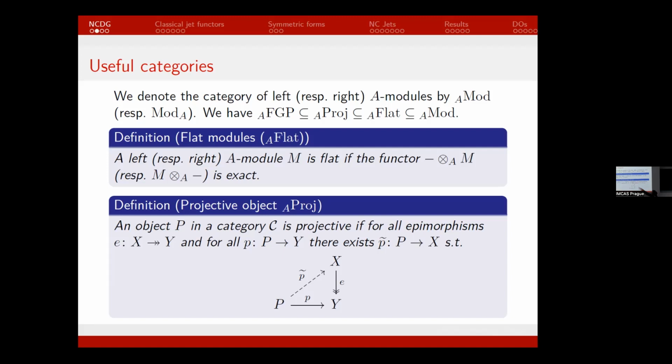In fact, we can see that finitely generated projective modules are in particular flat modules. By projectivity, I just mean that it's a module such that for every epimorphism, every surjective morphism, and every map from P to the codomain, we have a compatible lifting to the domain. So this is the notion of projectivity. And of course, finitely generated means finitely generated in the sense of modules, so there is a finite set of generators.